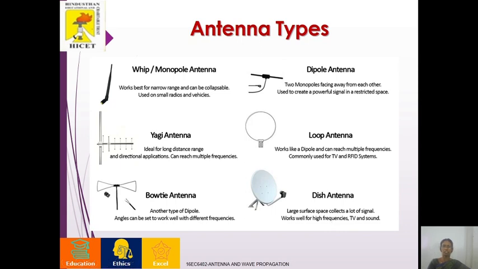And furthermore, classification also I have given along with some applications. Monopole antenna, normally used for small radio and vehicle applications. Dipole antenna, which can create powerful signal in a restricted space.